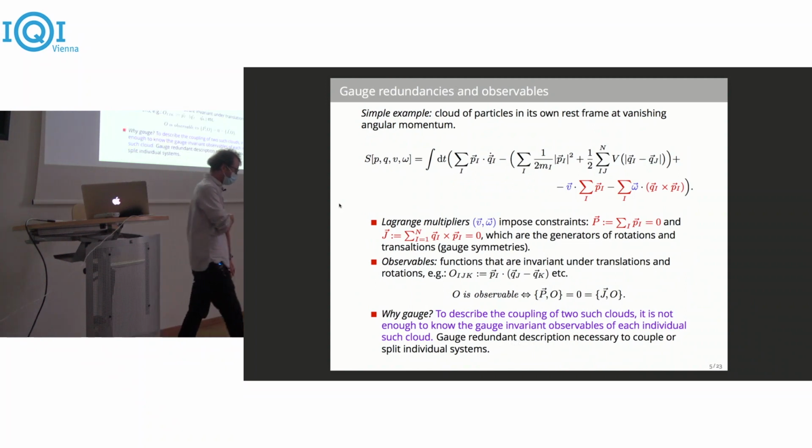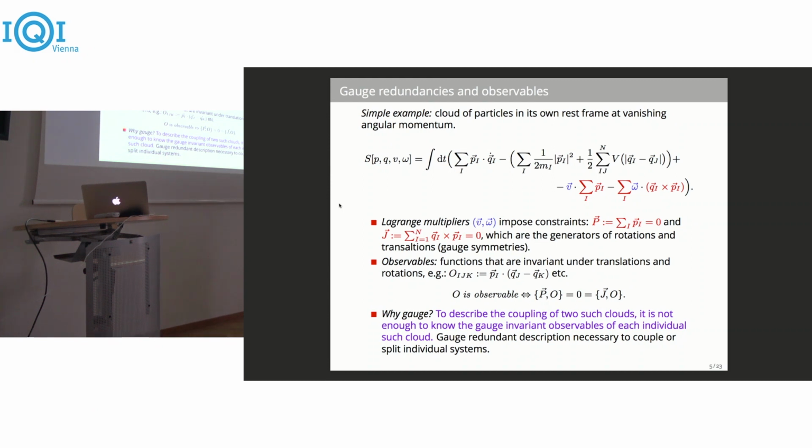A simple mechanical system that satisfies this principle is the following. Just consider a cloud of n particles and study its dynamics in its rest frame under the condition that the total angular momentum vanishes. So this is the ordinary action for n particles with a kinetic term and an interaction that only depends on the distance between the individual particles. And then we add Lagrange multipliers to impose the constraints.